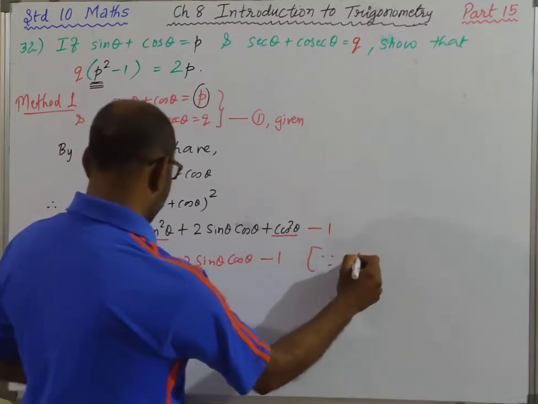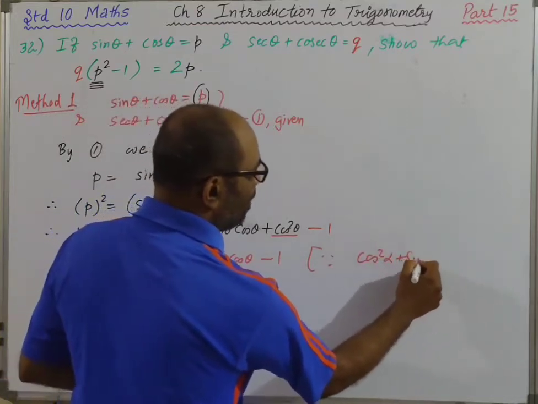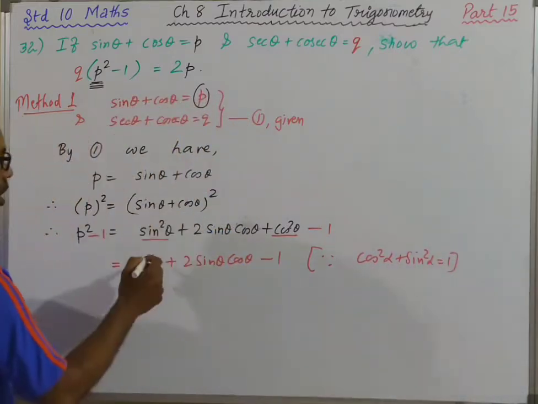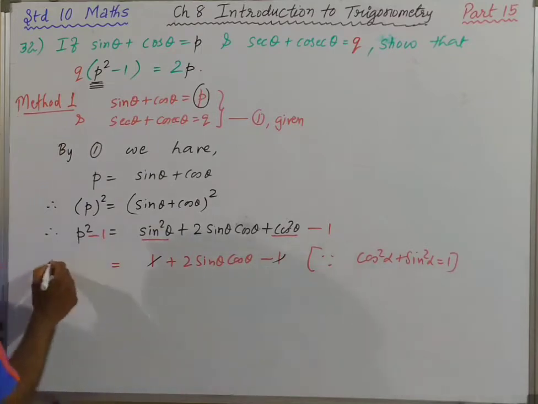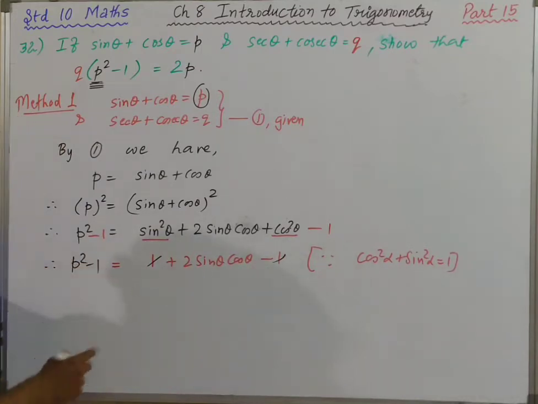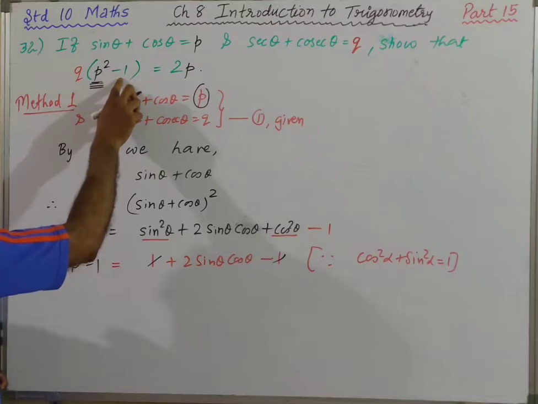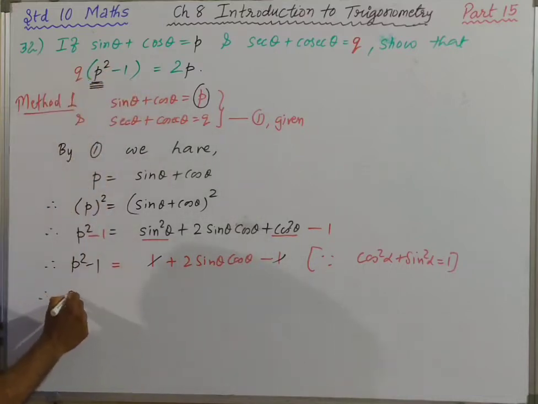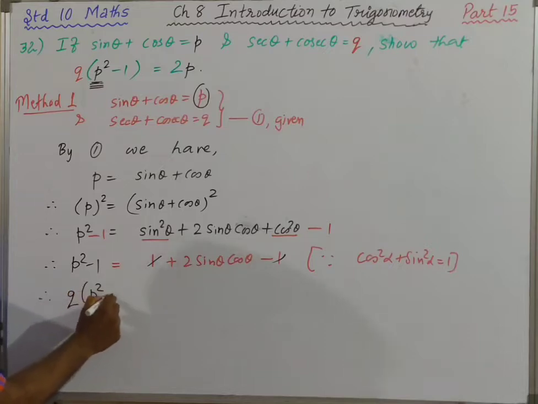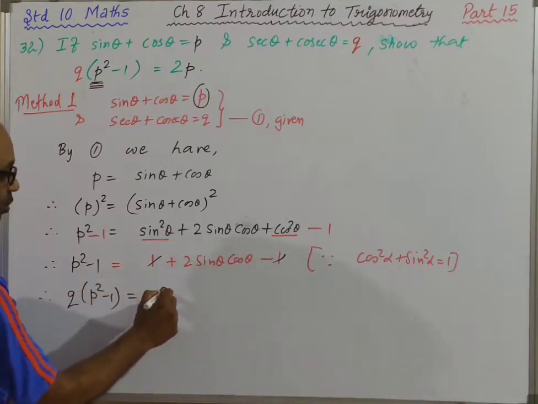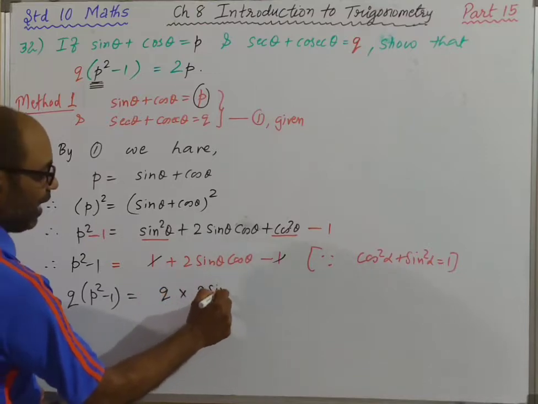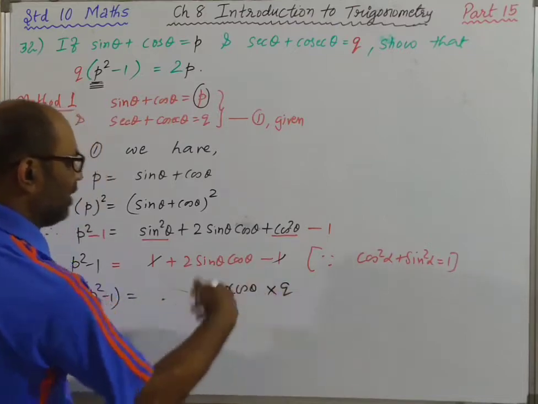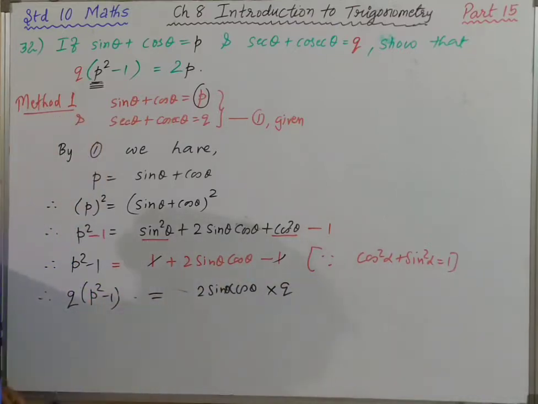यहाँ reason लिखेंगे because cos square alpha plus sine square alpha is equal to 1. Plus 1 minus 1 is gone. Therefore, P square minus 1 is this. So I got these two terms. I have to multiply Q. Therefore, Q into P square minus 1 is equal to Q into 2 sine theta cos theta. Let me multiply Q on the right hand side, वो बाजू multiply करते हैं, ठीक है?